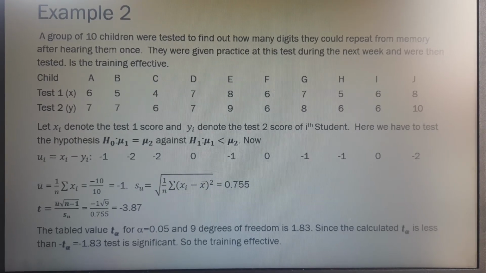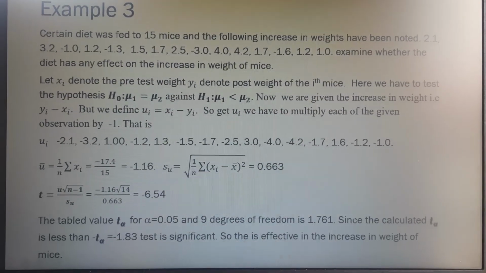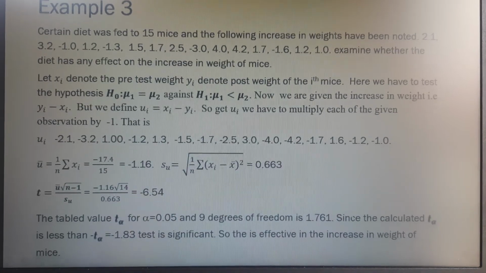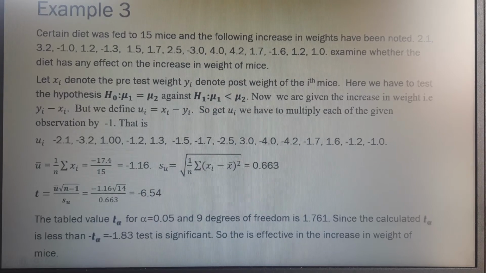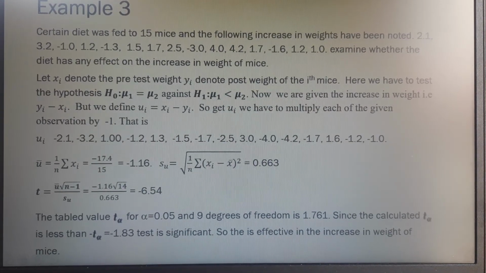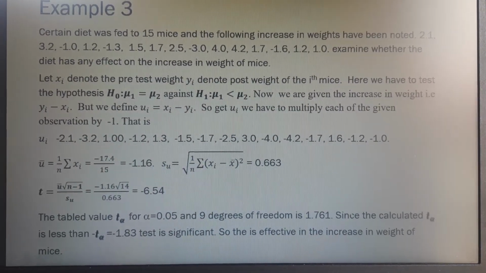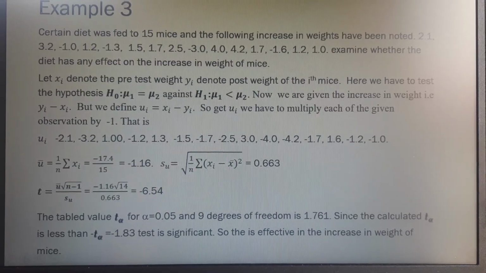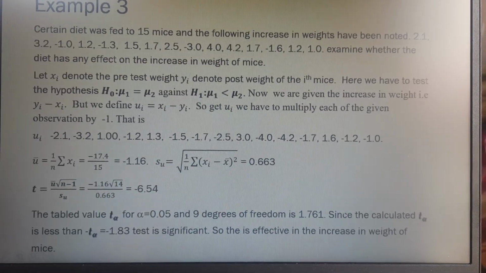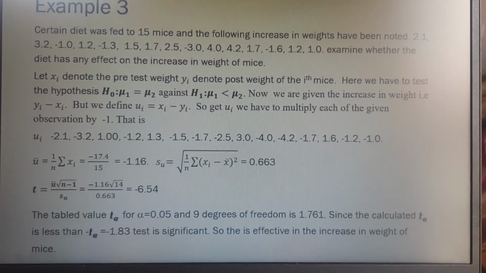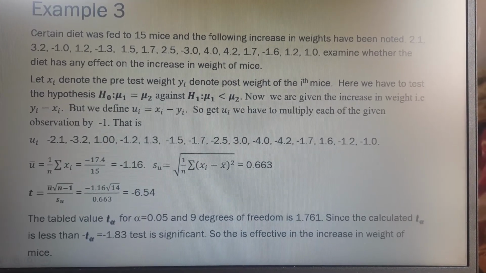Example 3, it is given ui instead of the actual xi and yi, that is, actual xi and yi are not given, but the difference yi minus xi, that is increase in weight, is given. So actually we need ui equal to xi minus yi, but here it is given yi minus xi. So to test the hypothesis, first you have to convert yi minus xi into ui by multiplying it with minus 1 for every observation. Then go for the usual test and make the decision.